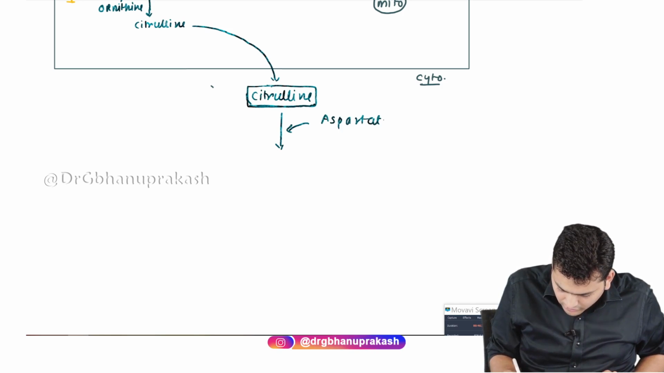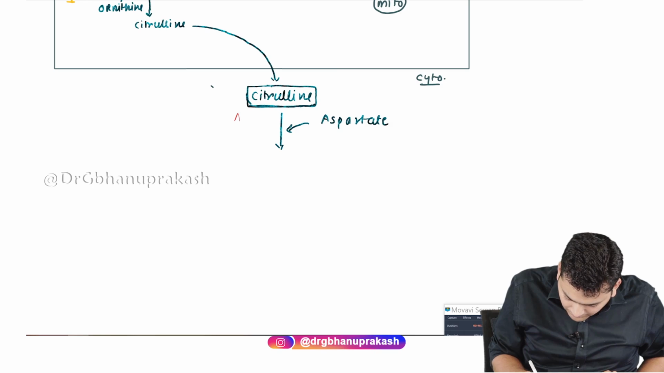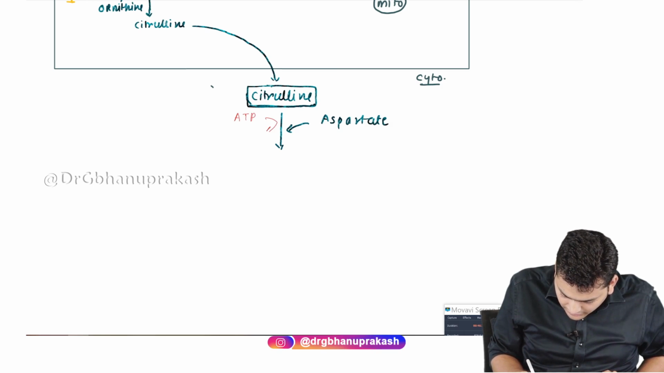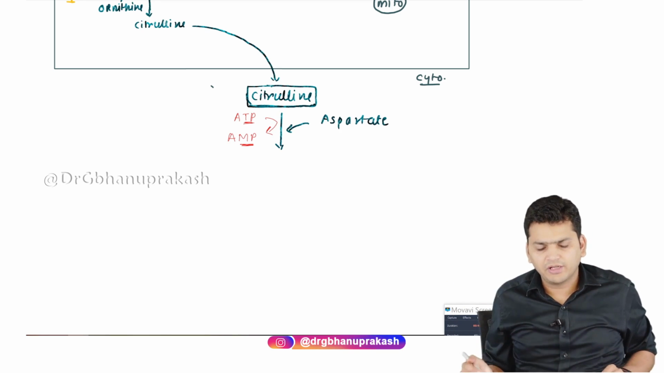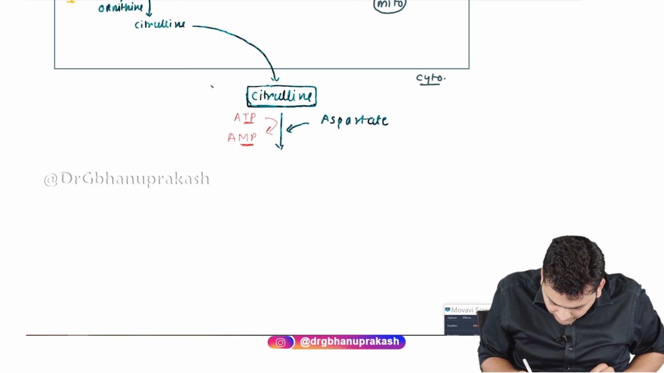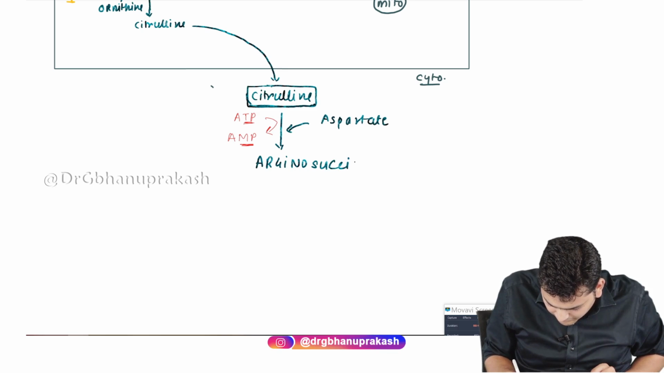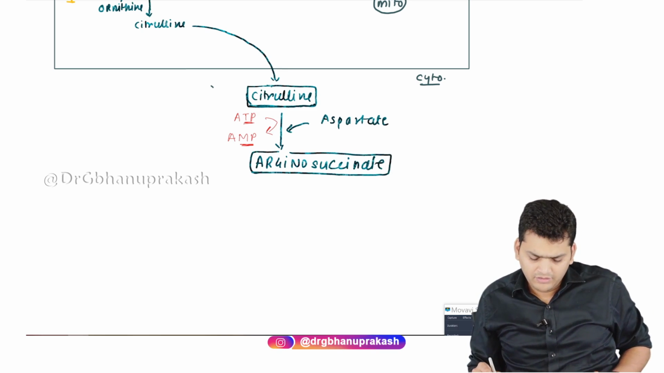These two small molecules will join with the help of ATP. ATP will come into action. Adenosine triphosphate will convert into adenosine monophosphate, means 2 phosphates will be consumed, and citrulline and aspartate will club and make a bigger molecule, and that is called arginosuccinate.